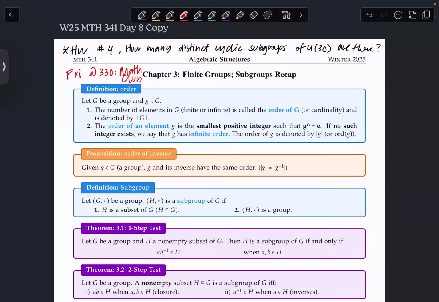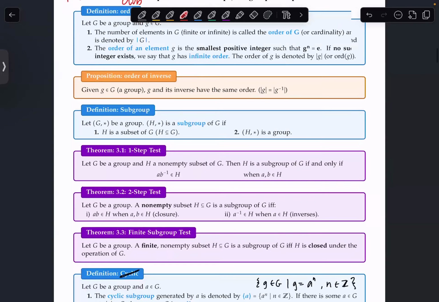Okay, so last time, I made a note about homework 4. There was one problem I just wanted to edit, the problem about the number of distinct cyclic subgroups in U30. I wanted you to count how many you had, and then I want you to actually spell out explicitly which ones you have there. So just make sure that you answer that piece of it.